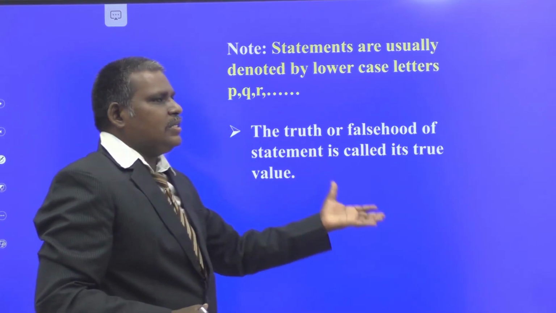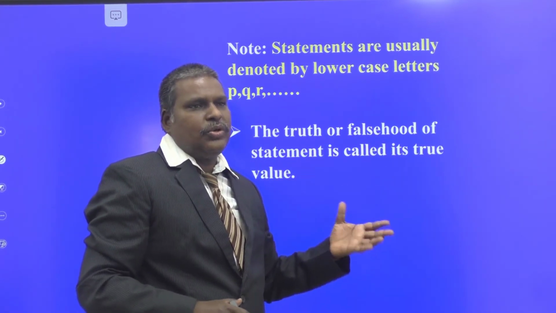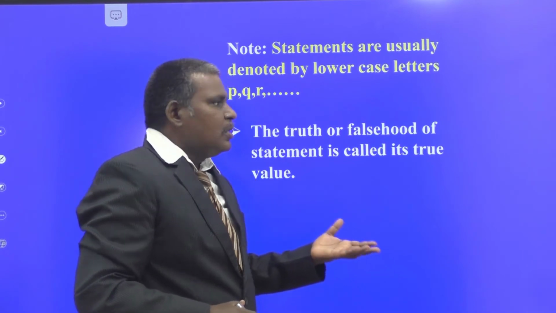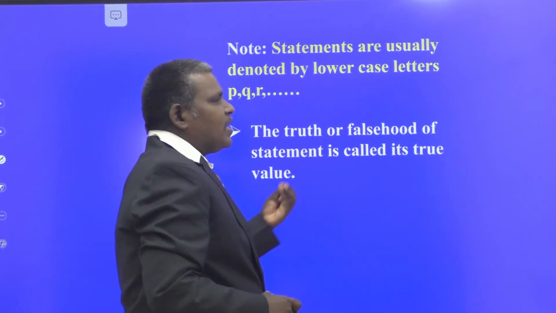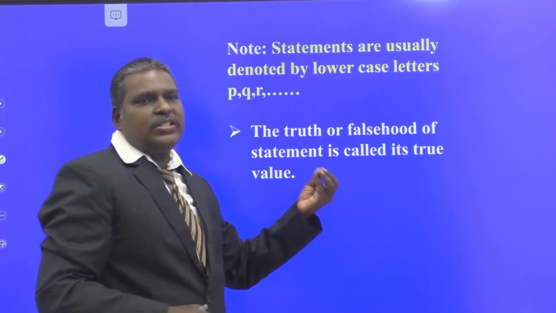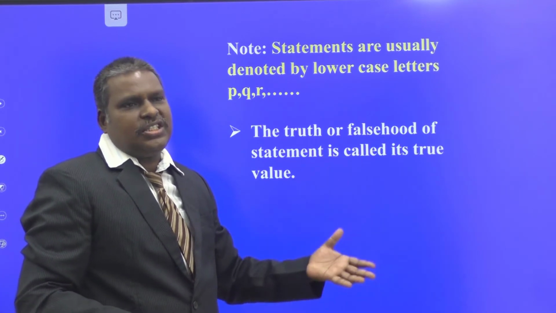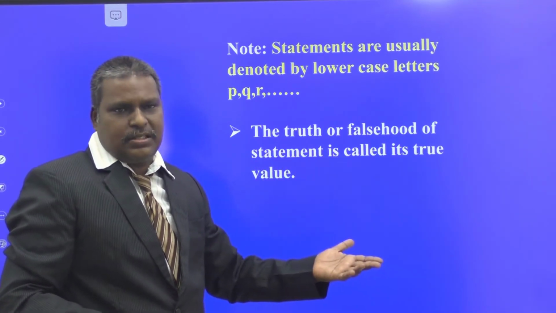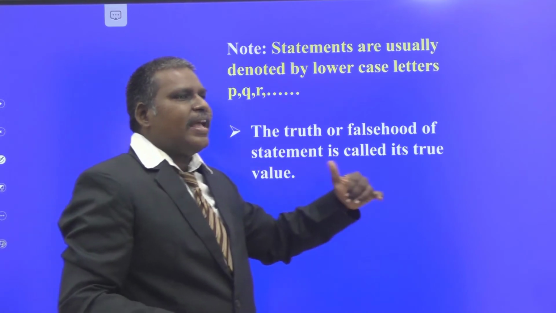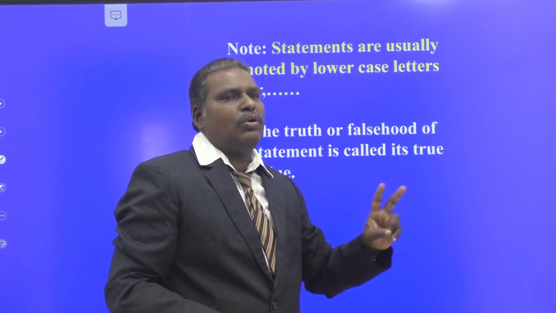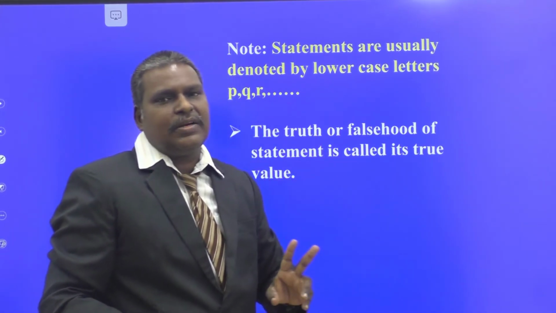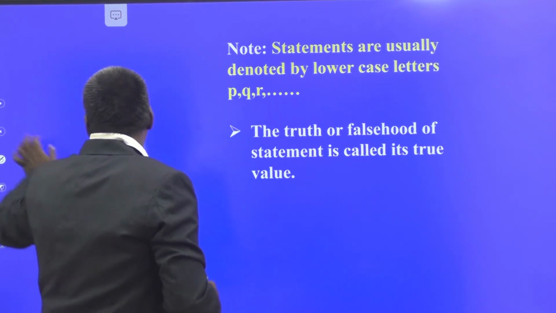Sun rises in the east. This is always true, so its output is true. Now 2 plus 5: if you say it is 8, this is a wrong statement, so its output is false. So a mathematically acceptable statement has two outcomes. One is true and the other one is false.